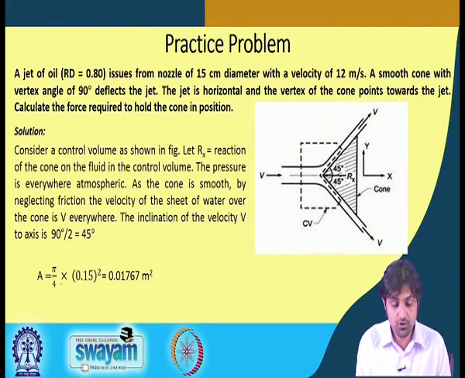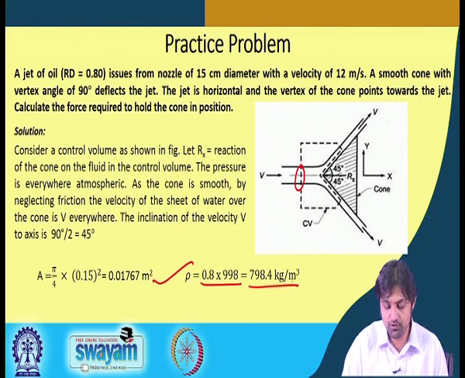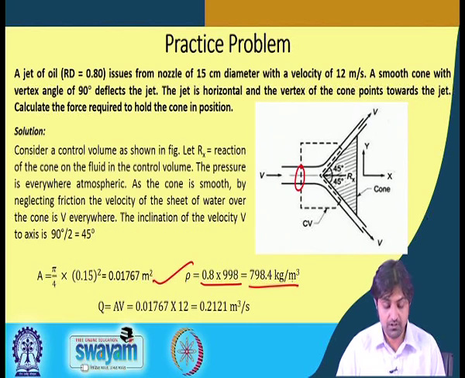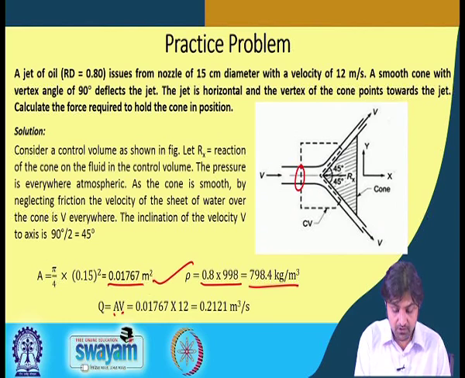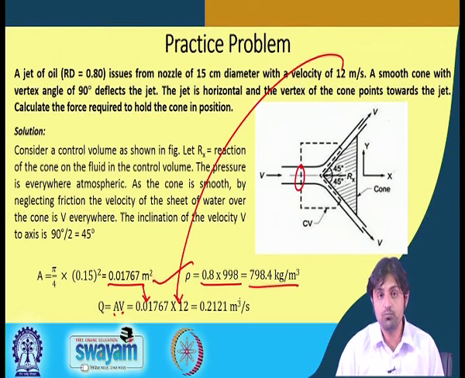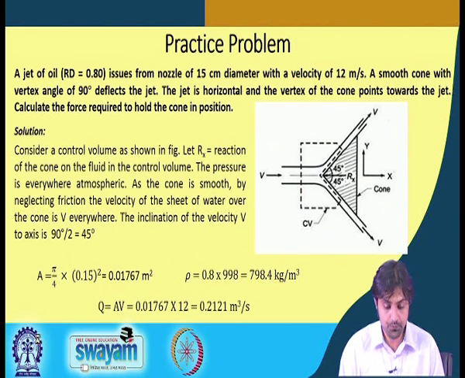So the area is going to be pi by 4 d square, and rho is going to be for oil of relative density 0.8. So rho is going to be 0.8 into 998, the density of water, that is 798.4 kilogram per meter cube. So Q is area into velocity, AV. The area we have already calculated, and this is the velocity that we already know from here, and this comes out to be 0.2121 meter cube per second.